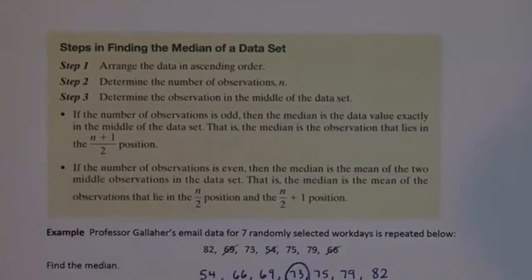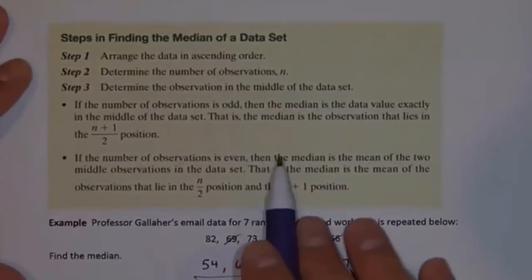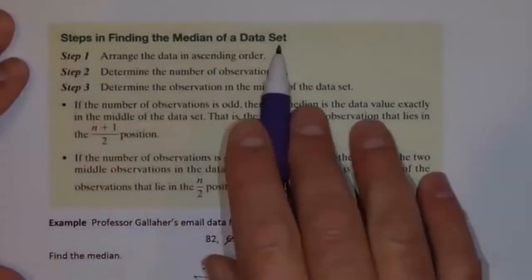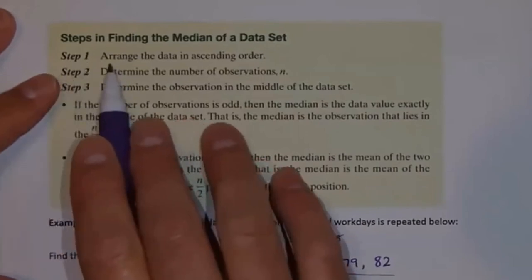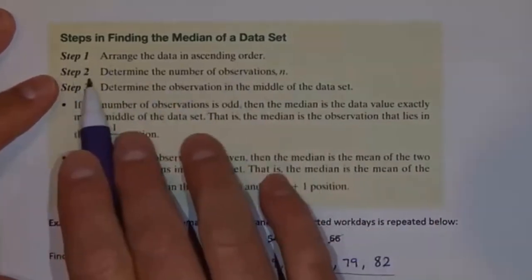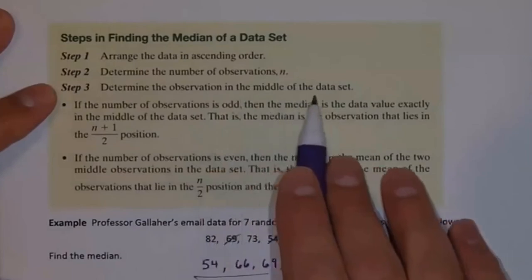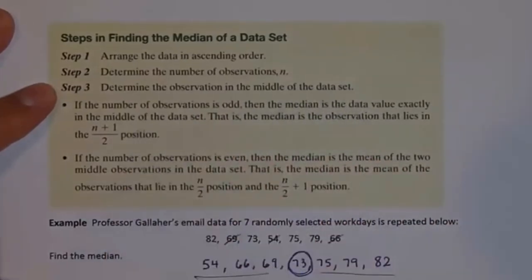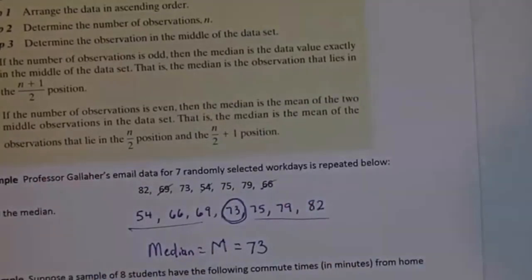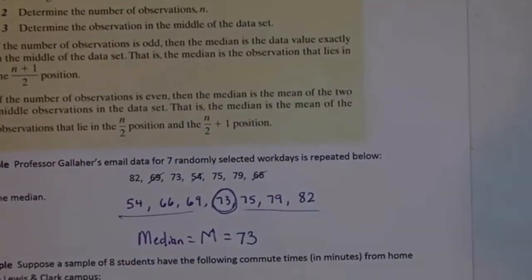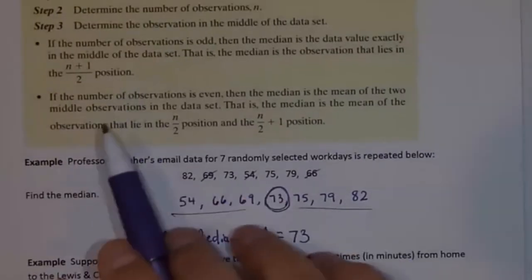I do want to point out these steps just because I will use these on occasion. So if we're going to find the median of a data set, step 1, arrange the data in ascending order. Step 2, determine the number of observations that we have. Step 3, determine the observation in the middle of the data set. Okay, and then there's a couple of bullets here. So there isn't a formula for finding the median. There's no formula. You don't calculate the median, really. You find it. So there's no way that you can calculate to figure out what the median is. The only thing that you can really do is figure out where the median is, okay? And that's what these 2 bullets are about.